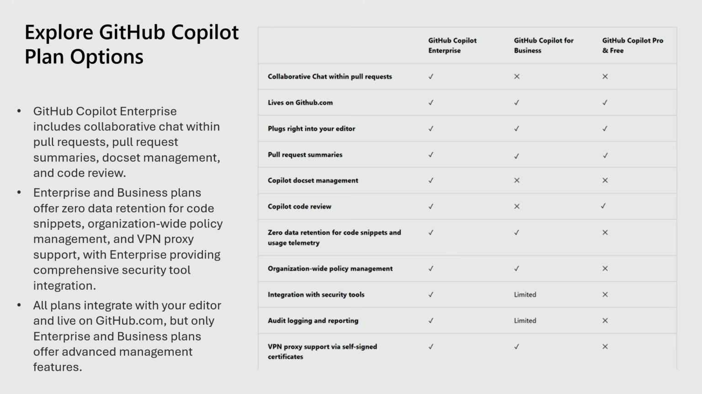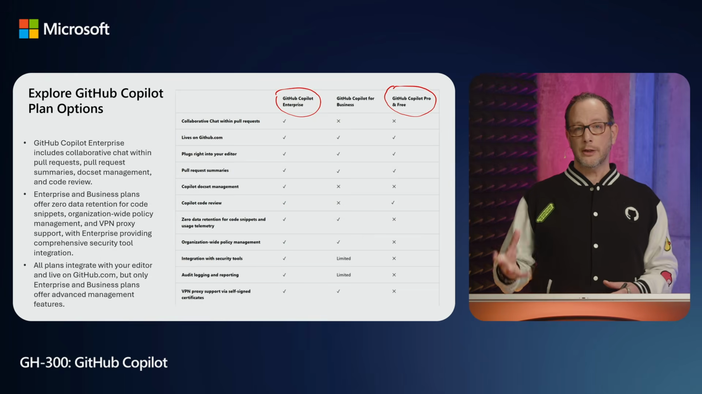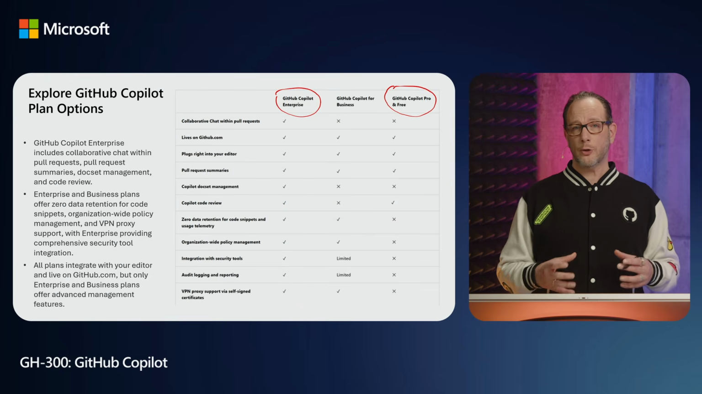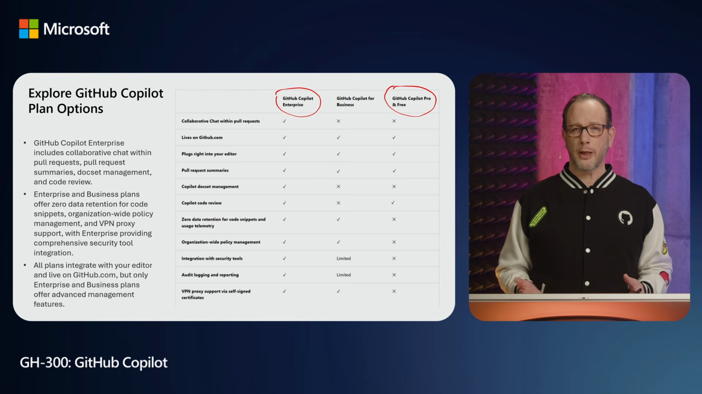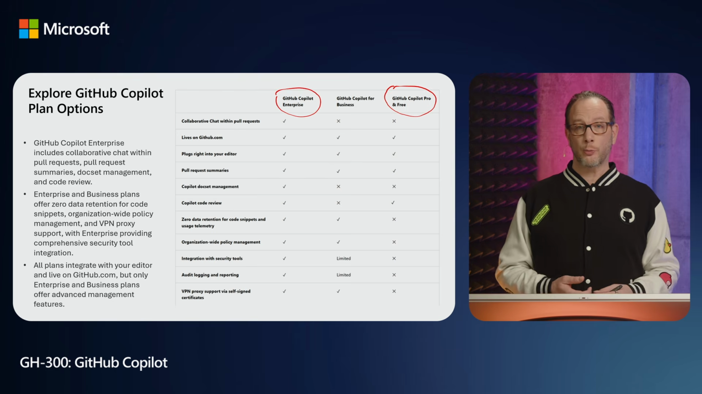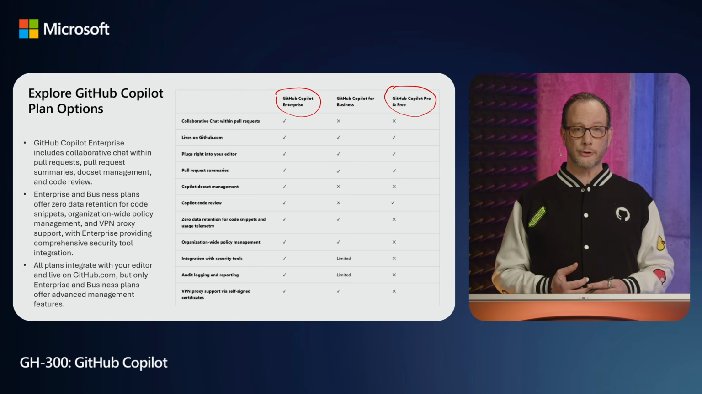GitHub Copilot is available in several plans that scale from individual developers all the way to enterprise organizations, with key differences in governance, security, and collaboration. While all plans integrate directly with popular development environments and obviously the github.com portal, the business and enterprise plans also offer organization-wide management capabilities. These include centralized policy control, zero data retention for code snippets, and support for enterprise networking requirements like VPN proxies, features that matter when Copilot is rolled out across your organization.